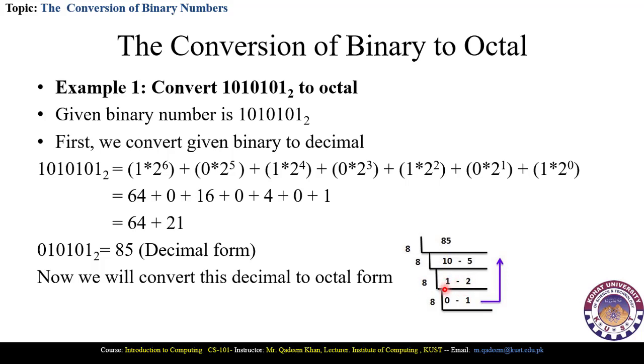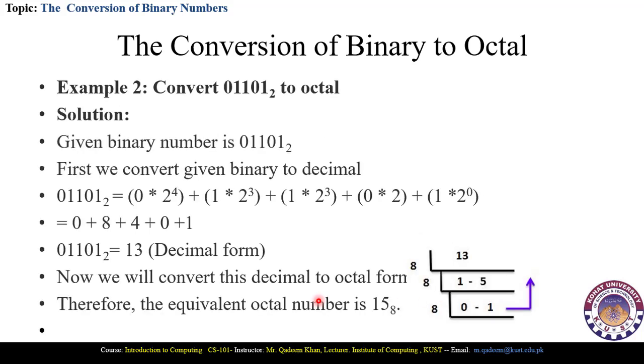Similarly, we cannot divide 1 by 8, so we will just write 0 and 1. Because when this number becomes less than the divisor, which is 8, you will write this number as a remainder and you will write 0. So when you multiply 8 with 0, the answer is 0 and 1 is the remainder. So 0, 1, 2, 5. Now 0, 1, 2, 5 is the required octal number. Here is another example for your practice.